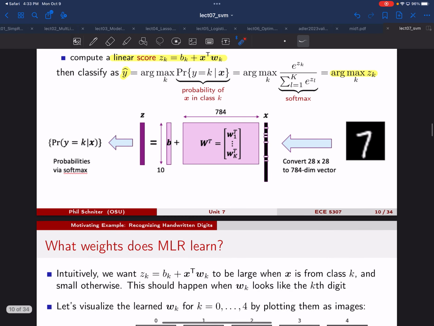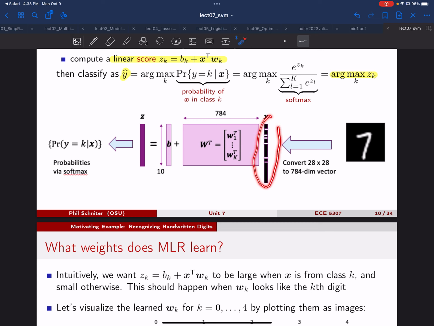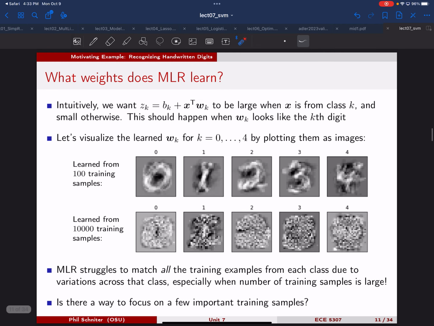In the same way that we can take this vector of grayscale pixels and reshape it into an image to view it as a human, you can also take each one of these rows of weights and reshape them the same way into an image to view the picture of the weights. The reason that's useful is that intuitively we want zk to be large when the true x is truly from class K. We want zk to be the largest of all the different z's, right?